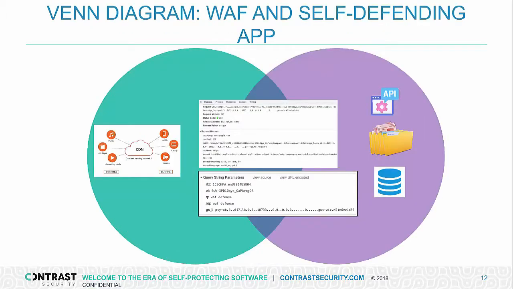But when we look at the Venn diagram to compare and contrast a web application firewall with a self-defending application, we can see that there are actually some differences and some similarities. So right away in the middle, we still have all that network traffic. We have the headers, we have the query strings, we have all that data that goes through the network to the application, and they both share it.